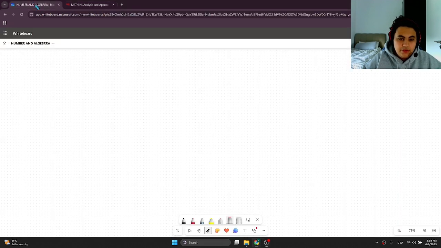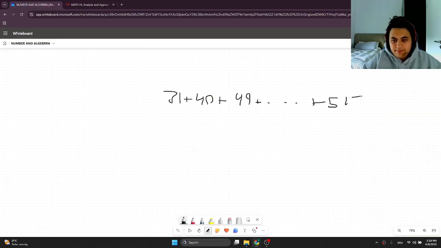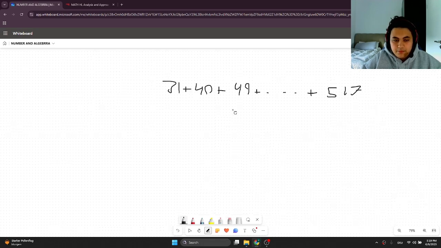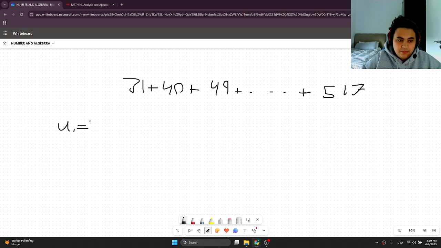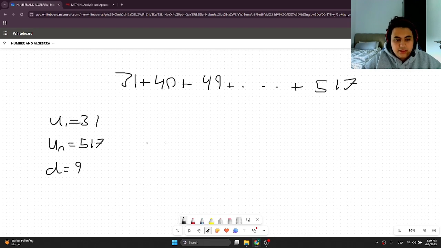So we have 31 plus 40 plus 49, plus up to 517. First, U1, my first term, is 31. My nth term is 517. And my common difference is 9, since 40 minus 31 is 9, 49 minus 40 is 9, and so on.